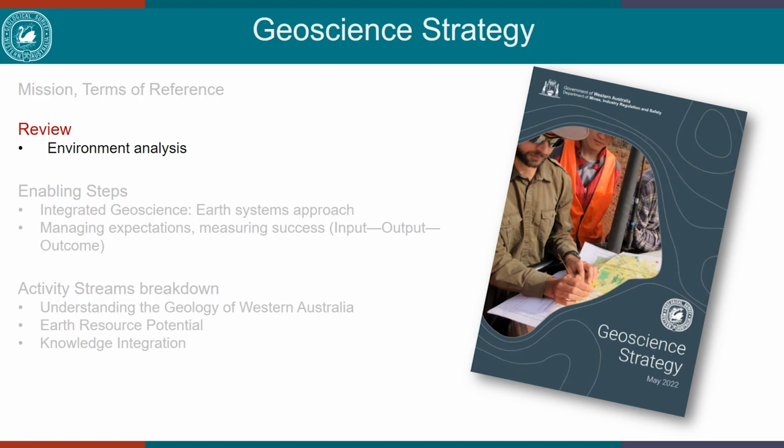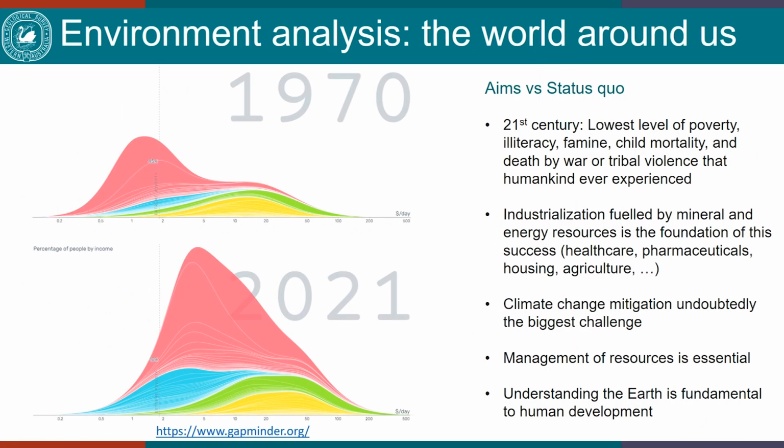So what is the environment we operate in? How do we fit in globally or nationally in what's happening with Earth sciences? Let's start with the big picture. Where are we? We are in the 21st century, and so we live in a world that has the lowest level of poverty, illiteracy, famine, child mortality, and death by war, tribal violence, that humankind ever experienced.